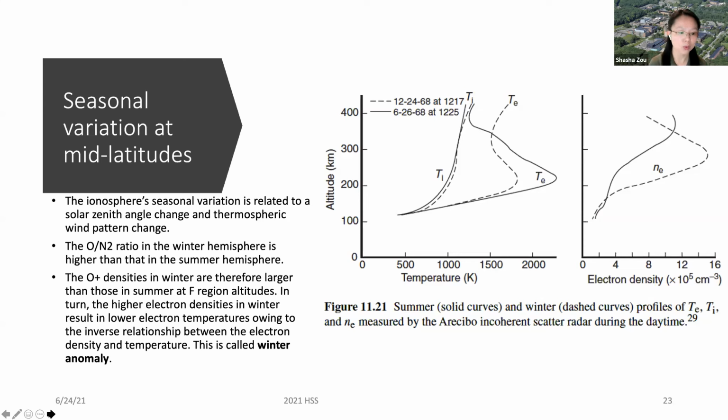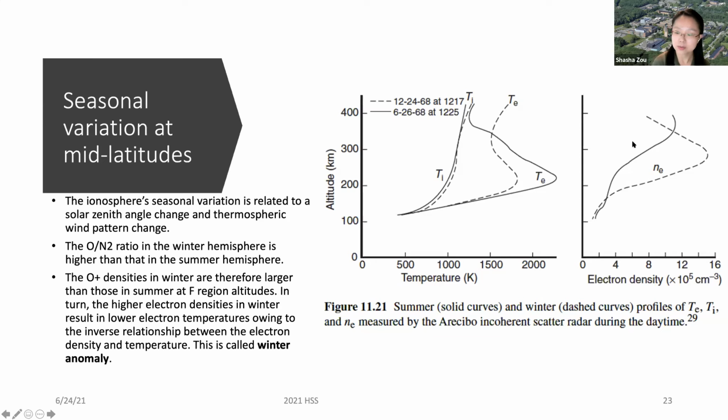This is called the Winter Anomaly. Again, it is a seasonal variability, so it's not really an anomaly. But I guess at the beginning, when people discovered this, they were surprised. They thought we should have more density in the summer hemisphere because we have stronger or more direct solar radiation. So here you can see another example of how important the thermosphere is in controlling the ionosphere.